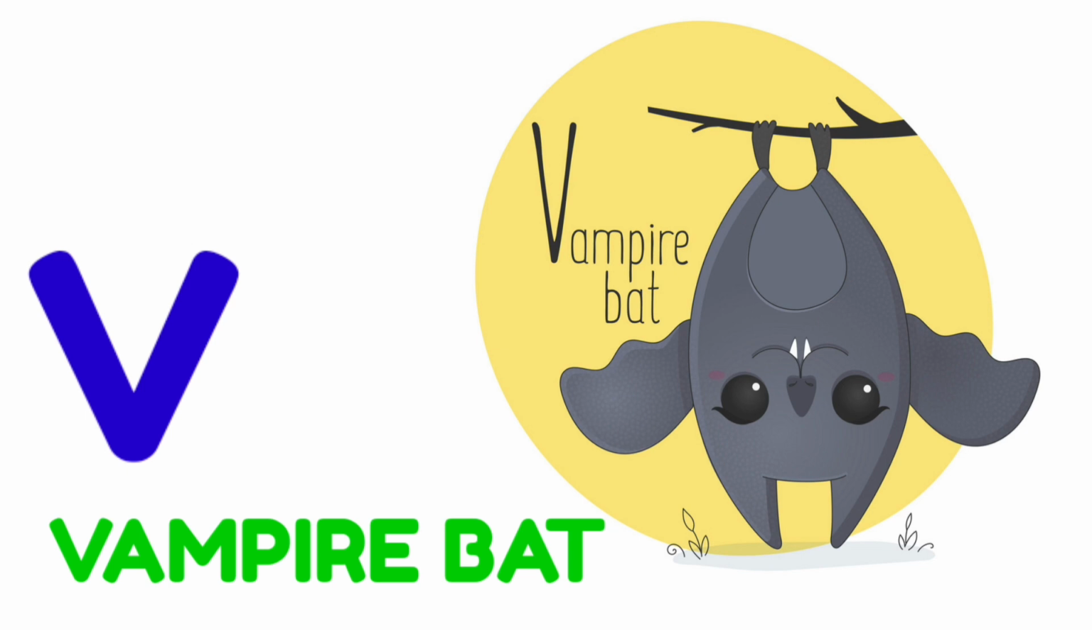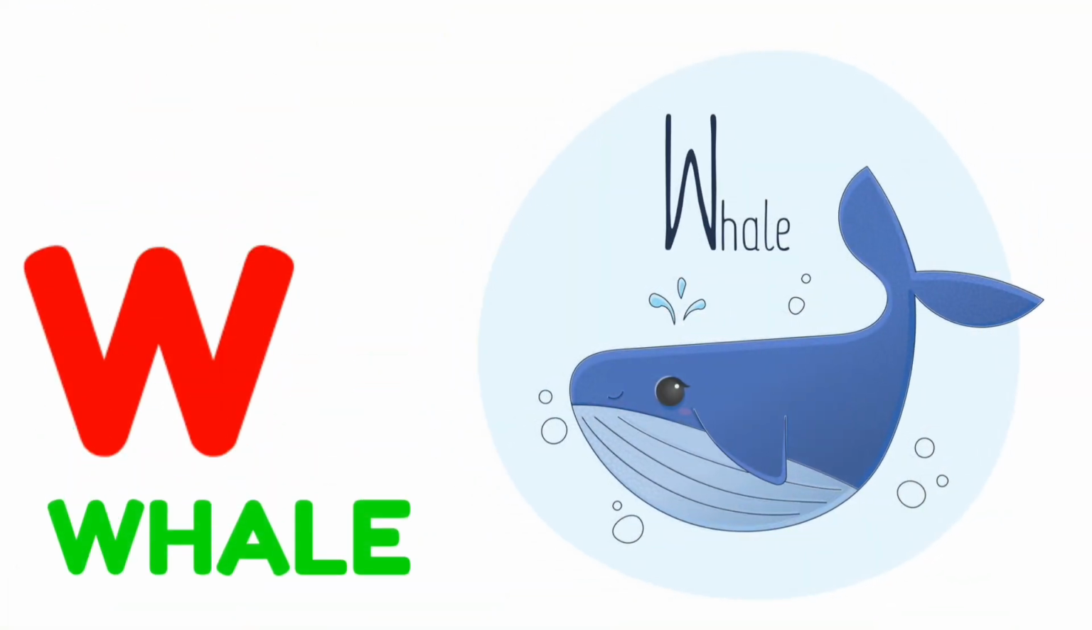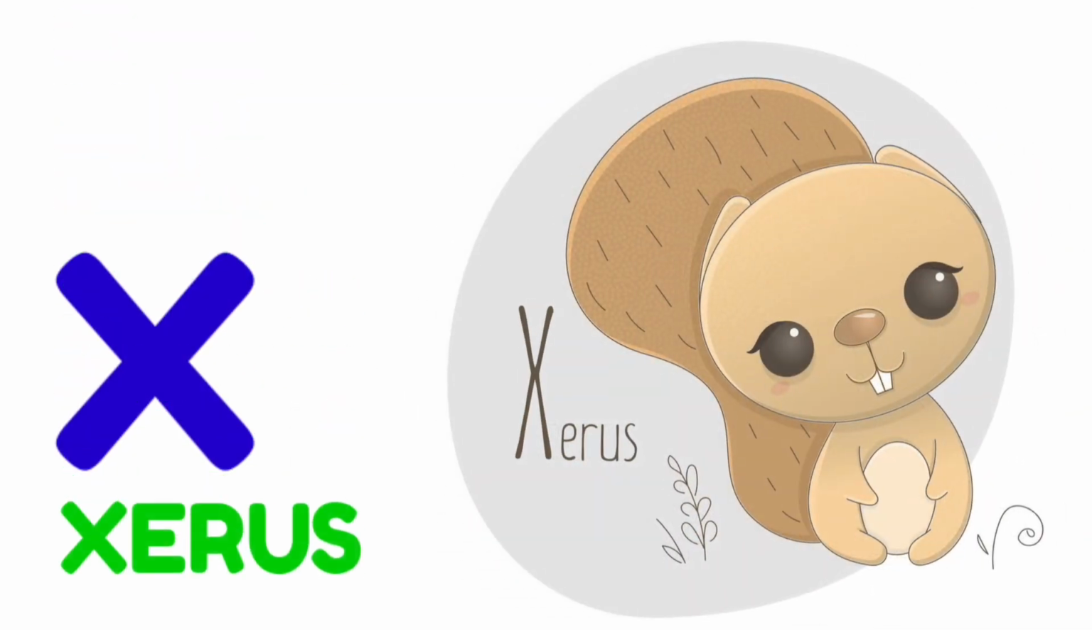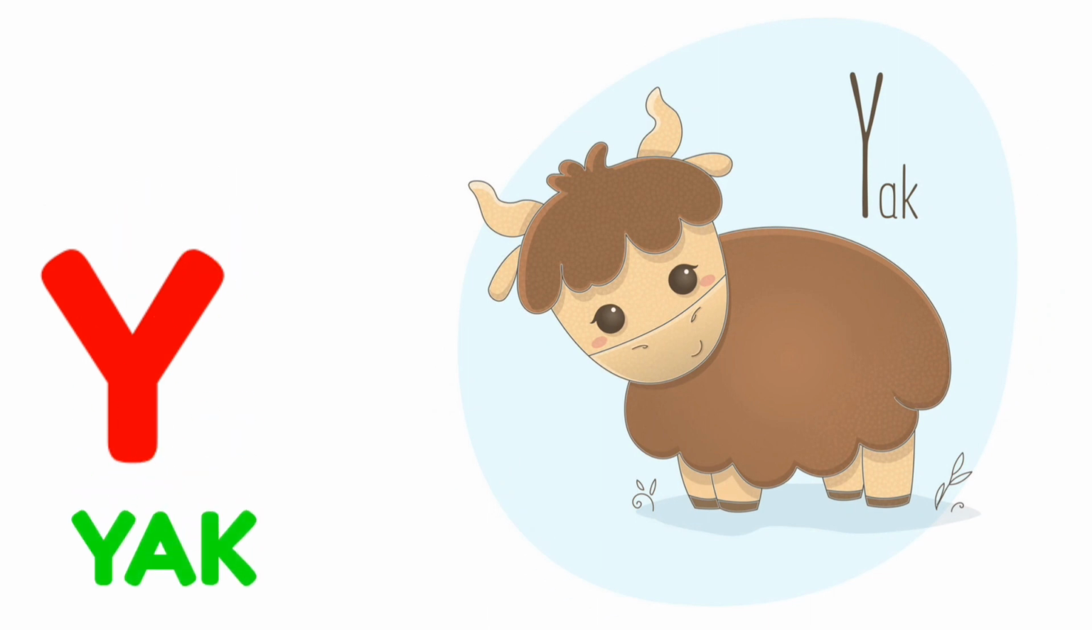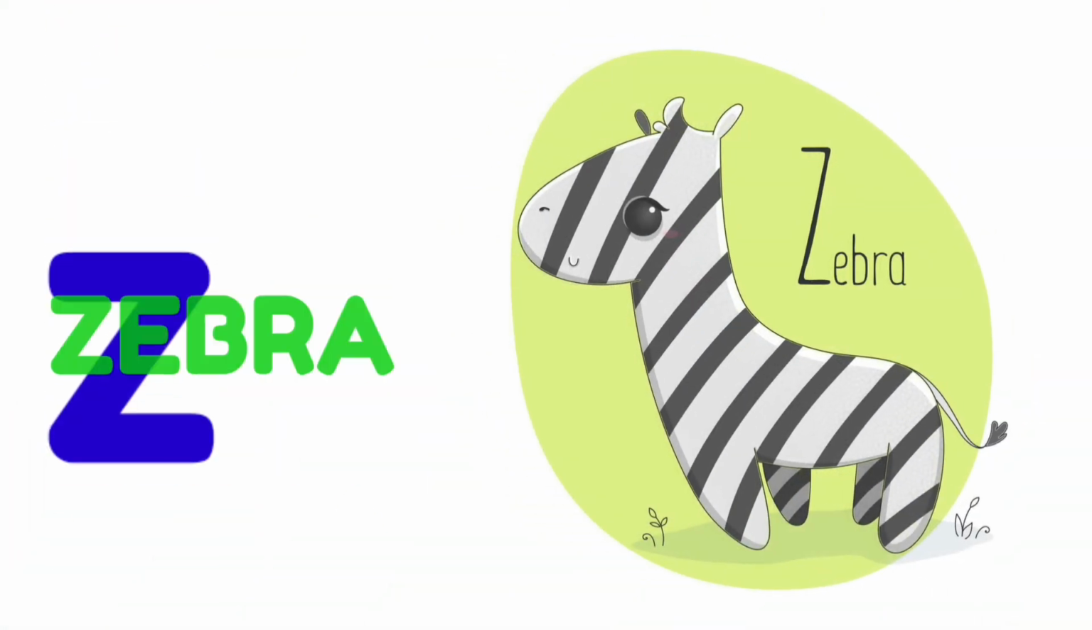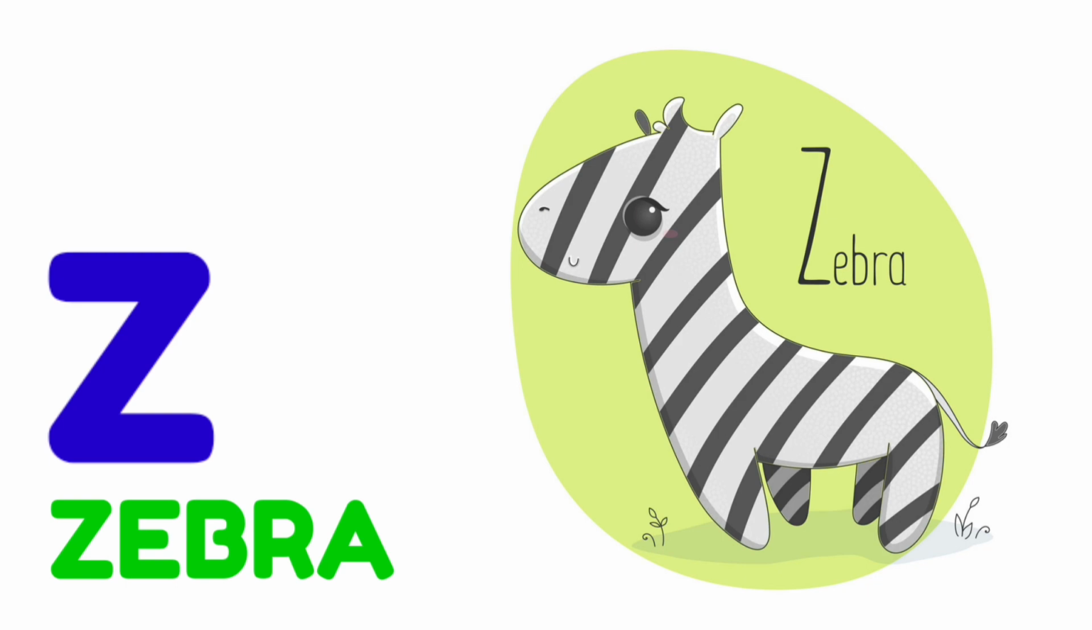V for vampire bat. W for whale. X for cirrus. Y for yak. Z for zebra.